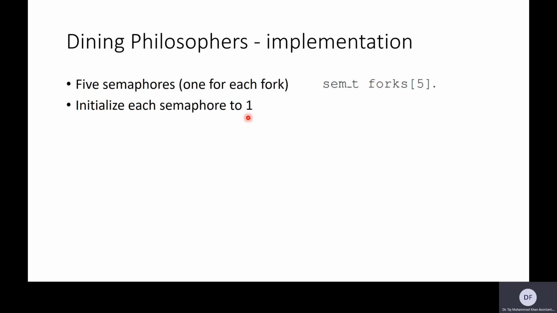One philosopher that acquires the fork will decrement the value of that fork to 0, and any other philosopher that wants to acquire that fork will call sem wait, and the value will become negative, and it will wait until the previous philosopher releases the fork. So we initialize the semaphores to 1.